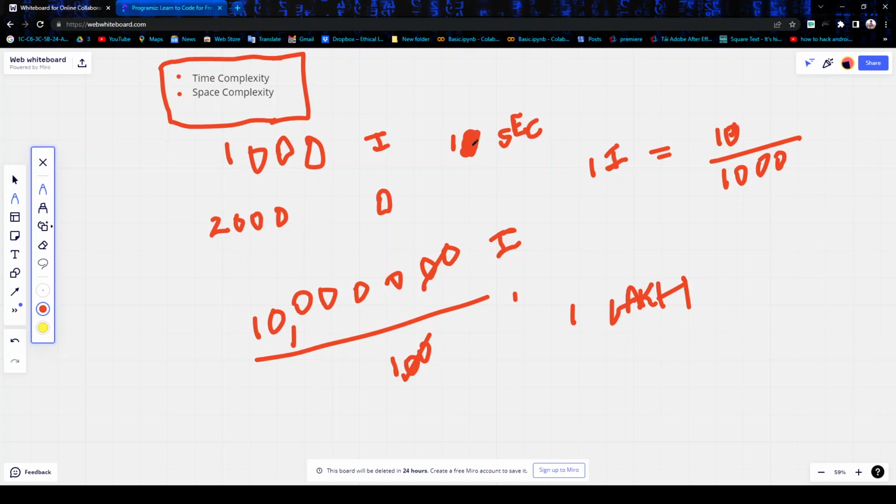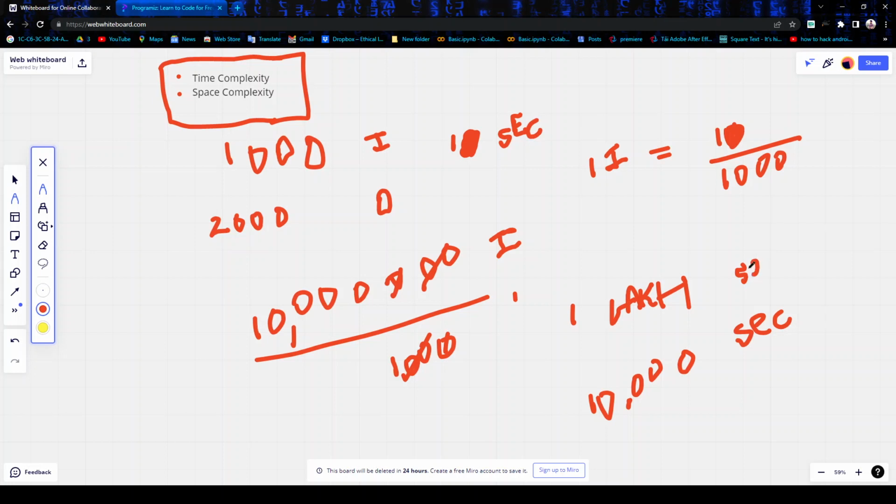Now this is the second example. For 1000 inputs it is taking 1 second, so for one input it will take 1 divided by 1000. And here we will just divide it by 1000, so from 1 lakh, the time it is taking is 10,000. So by just changing the algorithm, we saved 90,000 seconds. Now the total time is only 10,000 seconds, and earlier it was 1 lakh seconds.